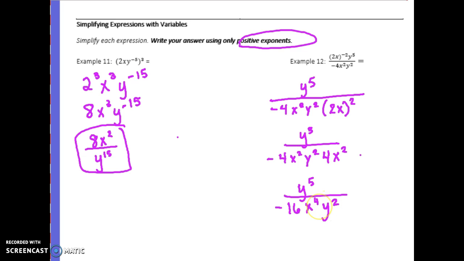So my rule is I can only have one occurrence of the variable. Notice I've got y to the 5th and y to the 2nd, so I still need to divide them. My rule is I subtract. 5 minus 2 is 3, so my final answer is y to the 3rd over -16 x to the 4th. Okay, and I would be done with that one.